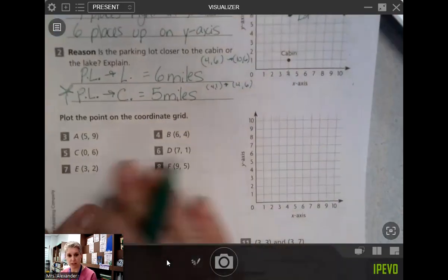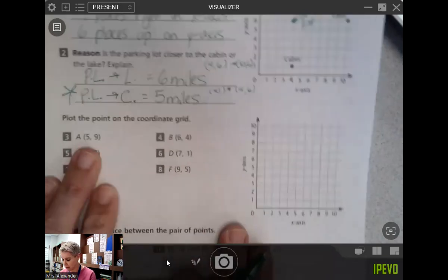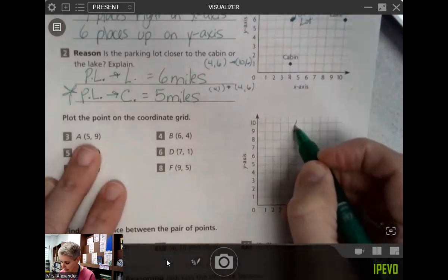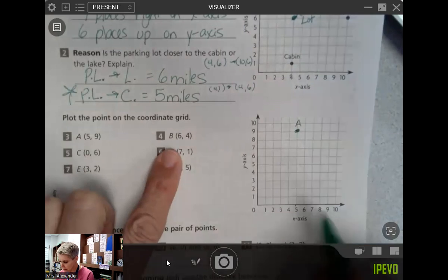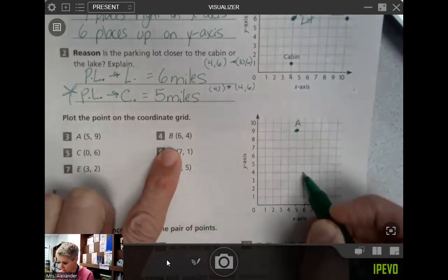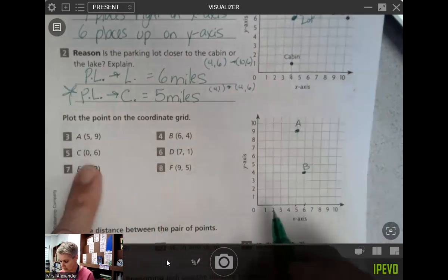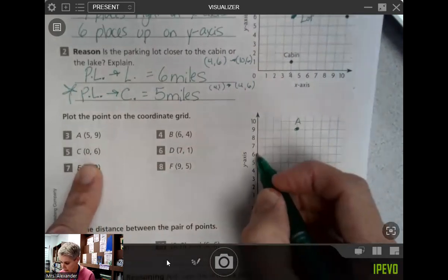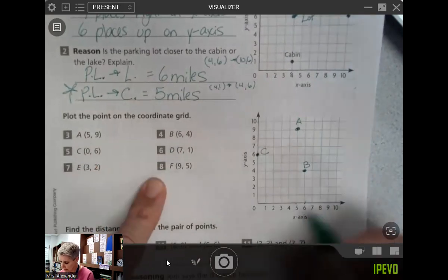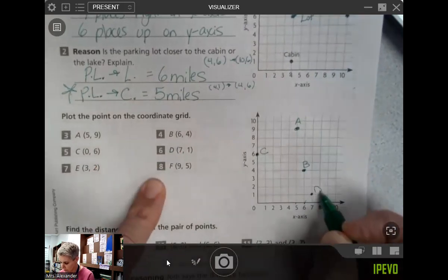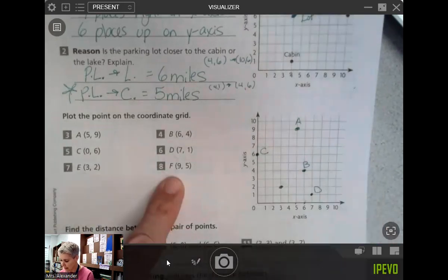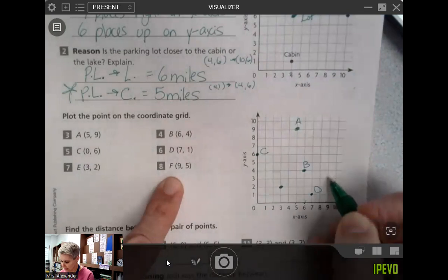Let's plot these points on the grid, remembering to label. A is at 5, 9. So I'm going to follow up to 5, 9. That's A. B is 6, 4. There's B. C is 0, 6. There's C. D is 7, 1. E is 3, 2. And F is 9, 5.